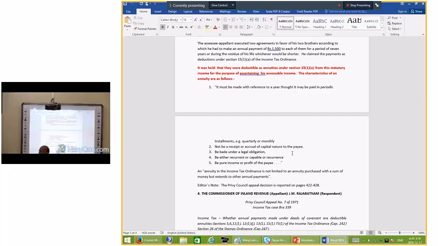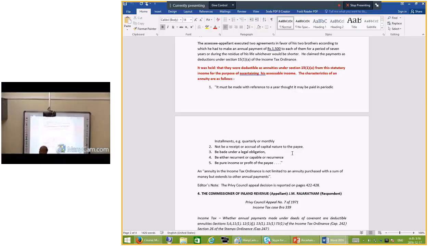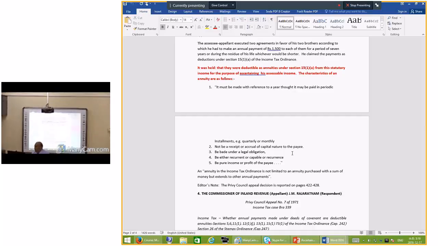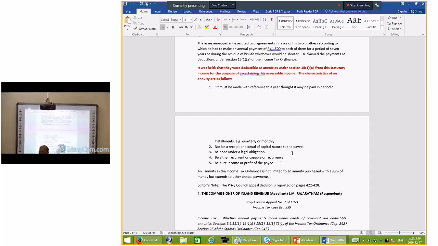If it is a periodic, annual payment, then that is one characteristic of an annuity. It also must not be a receipt or accrual of a capital nature. Here, it is not, say, that he paid for land for his brother or gave some gift. That is not capital. This means it is recurring, of a revenue nature. The brothers are in a position to spend that money immediately. That becomes their income. For the payer, Rajaratnam, it is an expenditure, and for the recipient brothers, it is income.